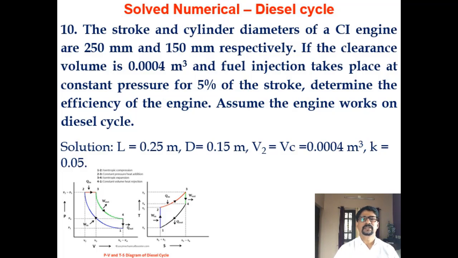The stroke and cylinder diameters of a CI engine, a compression ignition engine, are given. Compression ignition engine is nothing but the diesel engine. Okay, it is the stroke. The stroke L is 250 mm, that is 0.25 meters, and the diameter D is 150 mm, that is D equal to 0.15 meters.